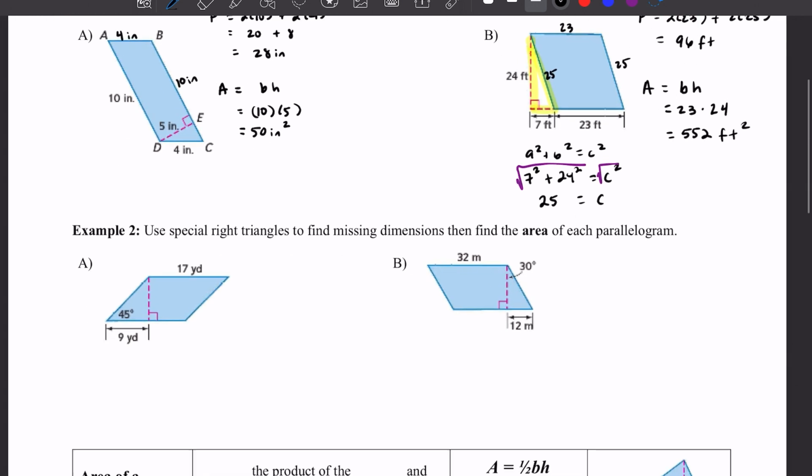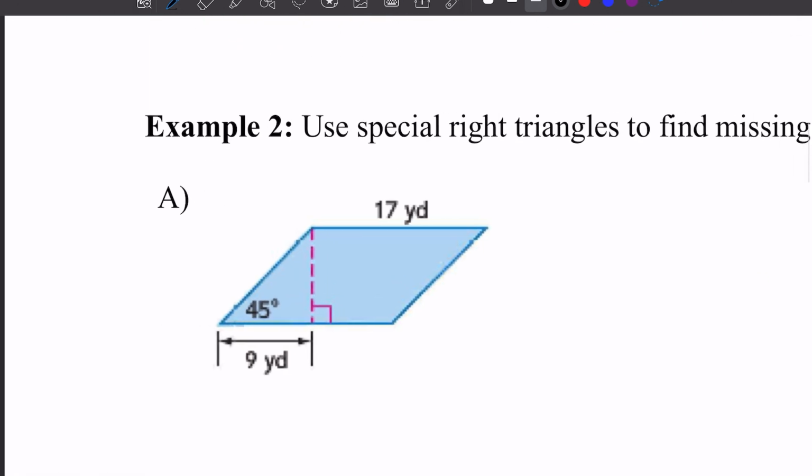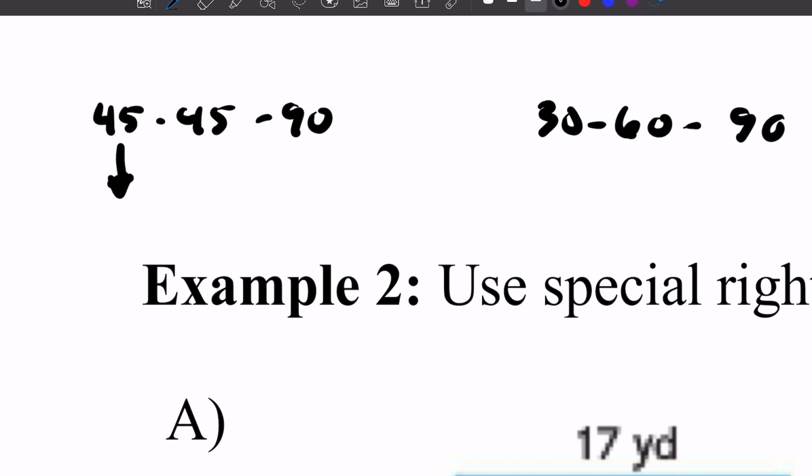Okay? All right. So example number 2, it says use special right triangles to find the missing dimensions, then find the area of each parallelogram. Okay, so I'm going to go ahead and write to the side over here. We have 45, 45, 90, and then we have a 30, 60, 90. So if it's across from 45 degrees, what do you label that side? Or what do you set that side equal to? A. So if that's 45 and this is 45, then this side has to be A as well.